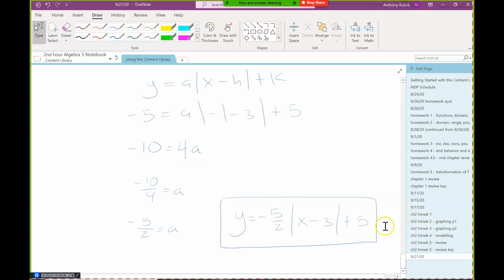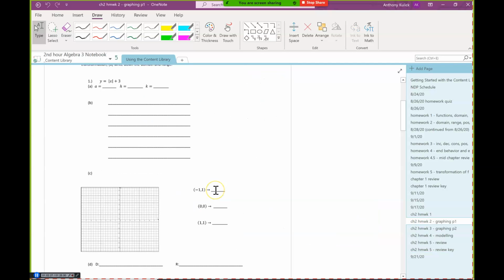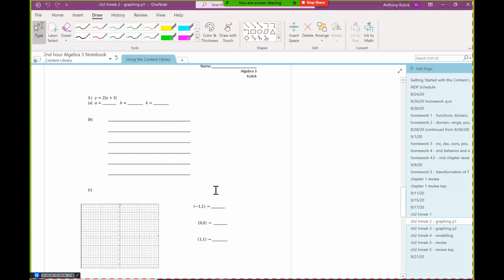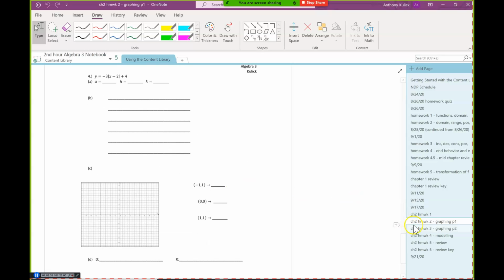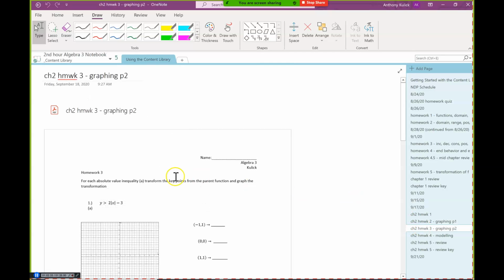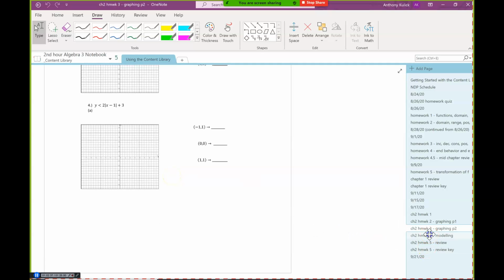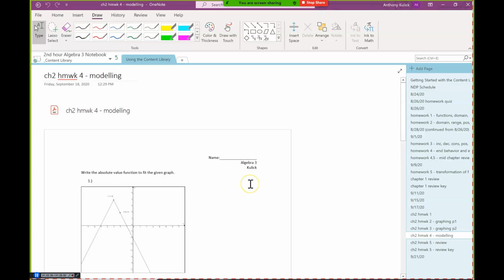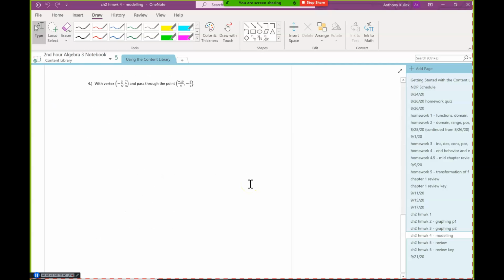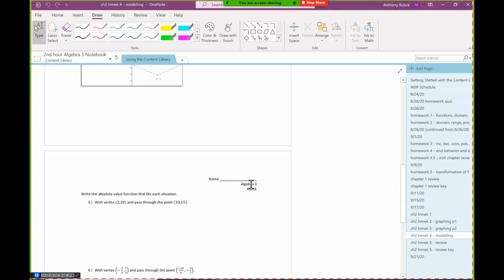Okay. So for homework, I have 4 graphing problems. That's already on the content library. I have 4 graphing inequality problems, already in the content library. And 4 modeling problems, already in the content library.